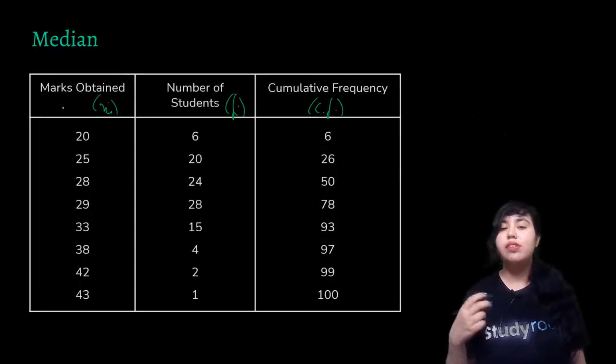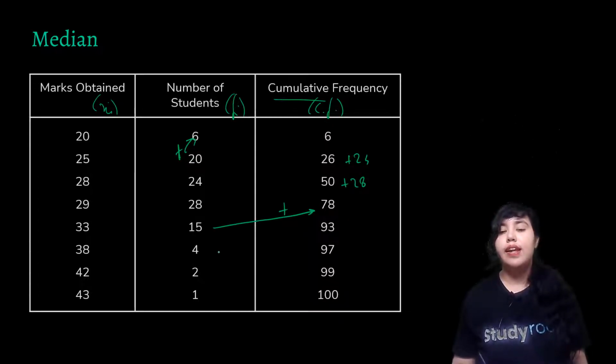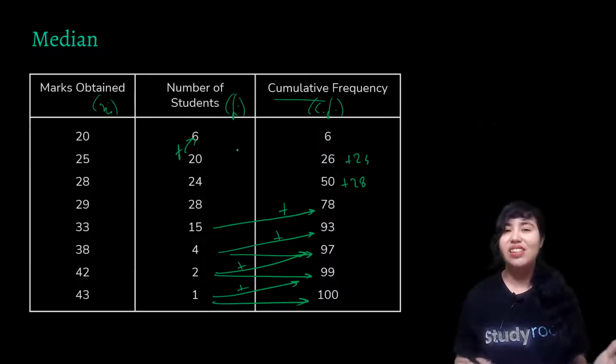Whenever you are dealing with median, you will have to calculate this. It's nothing but you will take 6, then 6 plus 20, which is 26. Then 26 plus 24, that is 50. Then you will take 50 plus 28, that is 78, plus 15, that is 93. Then 93 plus 4 will give you 97. 97 plus 2 will give you 99. 99 plus 1 will give you 100. Okay, so in a zigzag fashion, that's how you get these cumulative frequencies. But the question still remains, how do you calculate the median for this data?